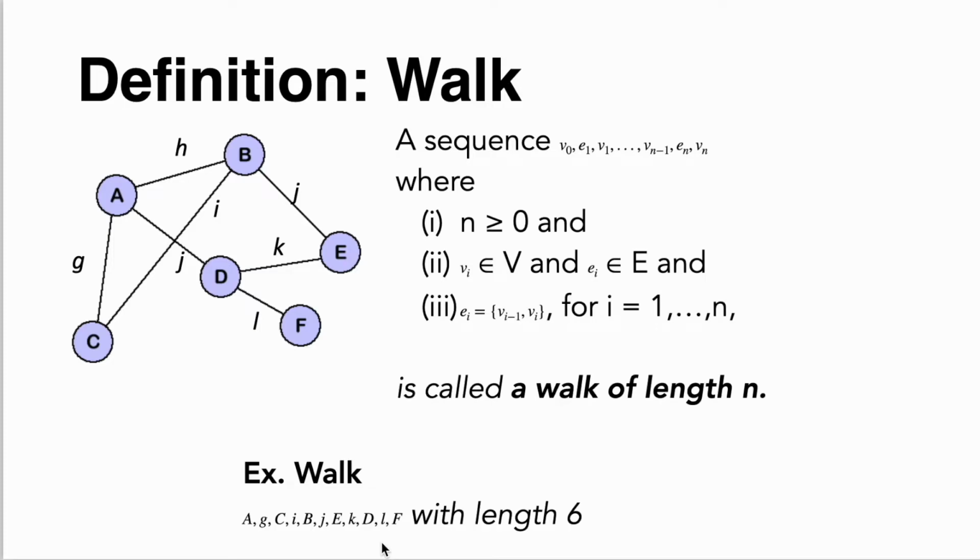A walk is a sequence of vertices and edges that holds the following three conditions. The first condition is that a walk should have a non-zero length. Second, all the vertices and edges should be valid vertices and edges of the graph. And lastly, every edge should be incident to the prior and subsequent vertices in the walk. For instance, we have a simple walk of our graph with length 6.